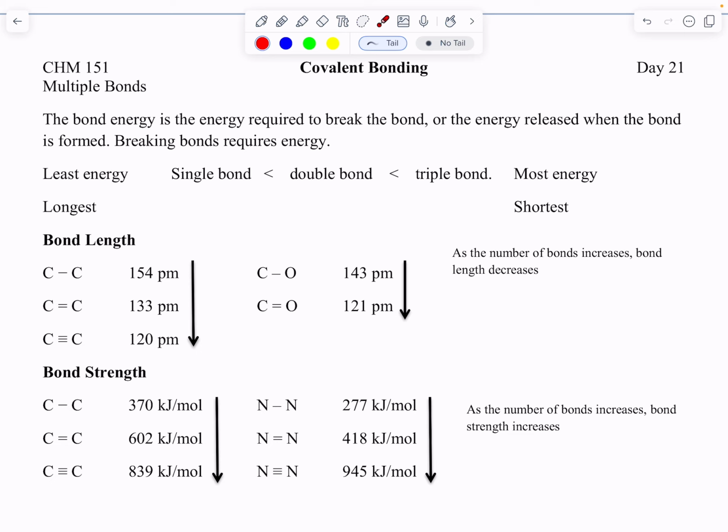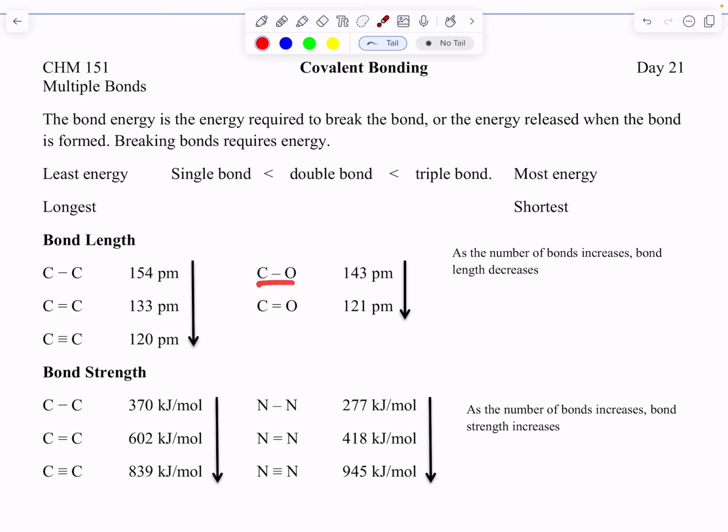So now the least energy is a single bond, and the most energy is the triple bond. There are quadruple bonds in metals, but we're not going to discuss that right now. We're just going to talk about single, double, triple bond for the main group elements, especially the nonmetals. So if you look at carbon here, which has single bond, double bond, triple bond, the bond length does go down. Now, you're talking not a huge amount, but a measurable difference in picometers.